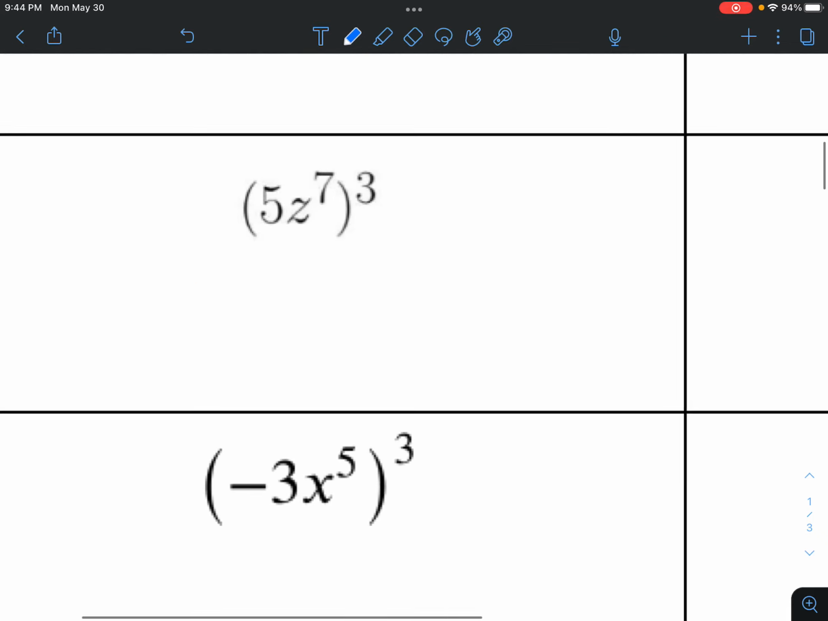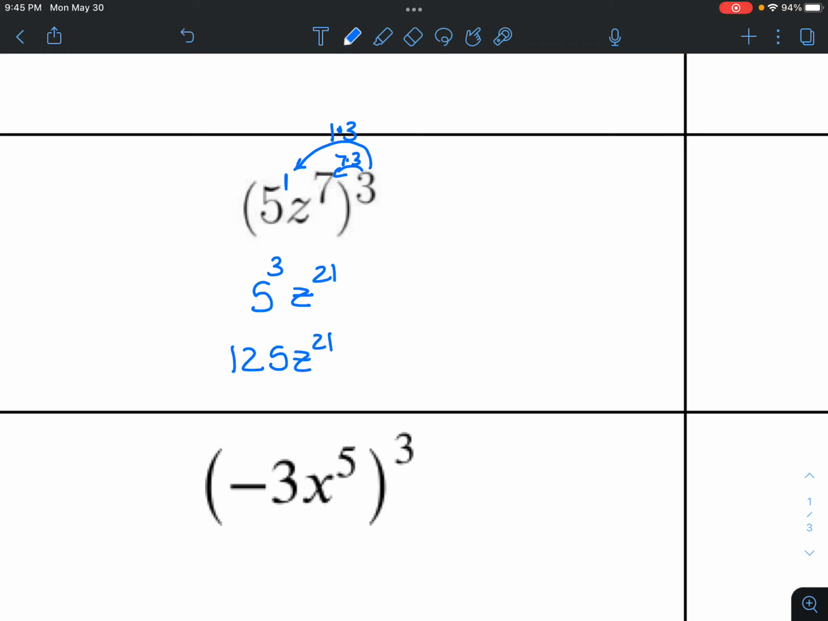All right, fill in your invisible exponents. 5 has an invisible 1, so we're going to do 5 to the 1 times 3. 1 times 3 is 3. And then z to the 7 times 3, which is 21. So 5 to the third, z to the 21st. If you want to simplify 5 to the third to 125, z to the 21st, you can. Either answer is perfect, acceptable, and that's good to go.